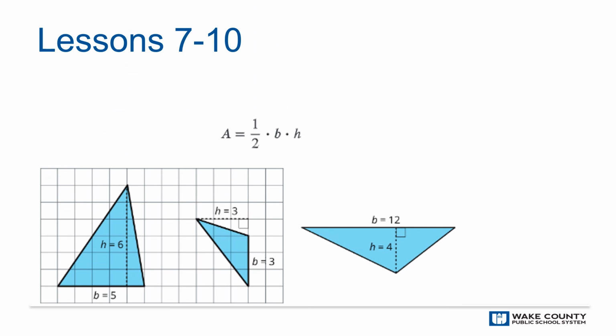In lessons 7 through 10, students work to understand how to identify the height when the base is identified. Graph paper is very useful here for students and should be used whenever possible.